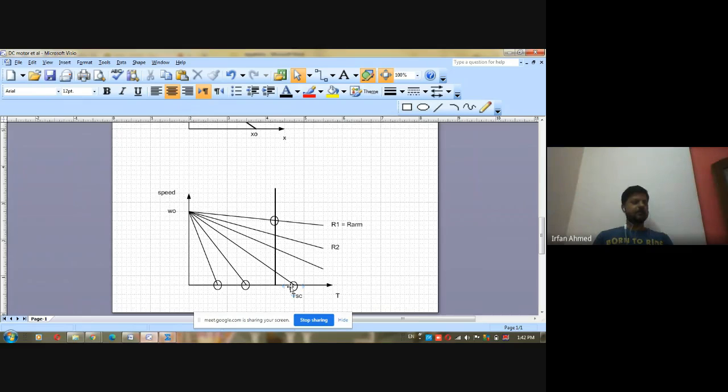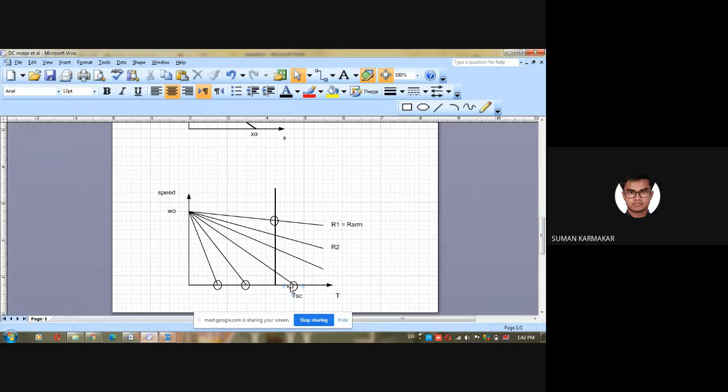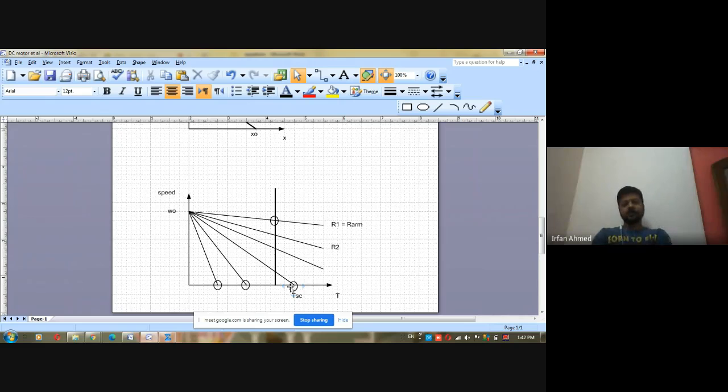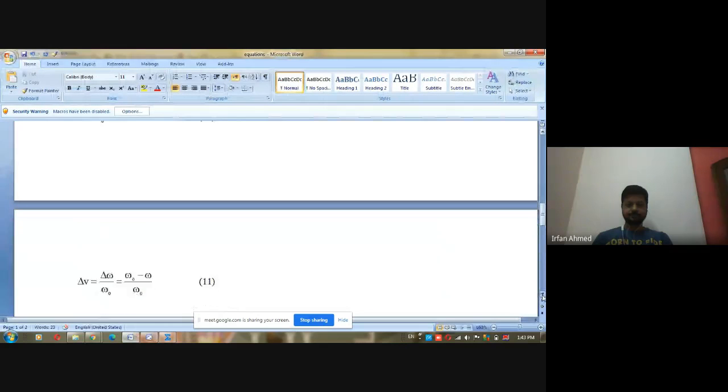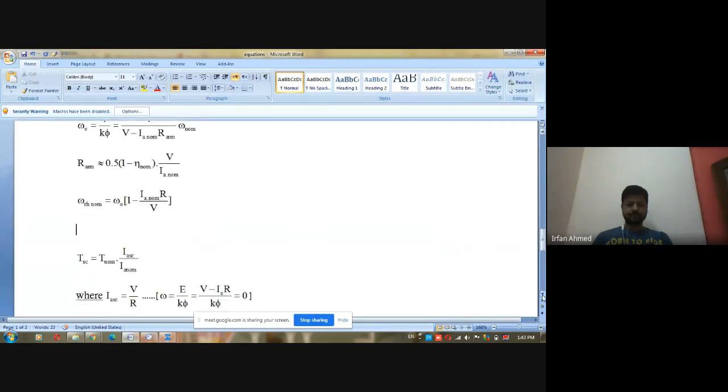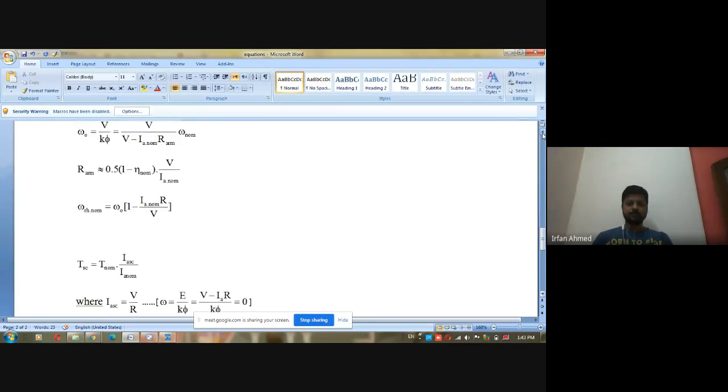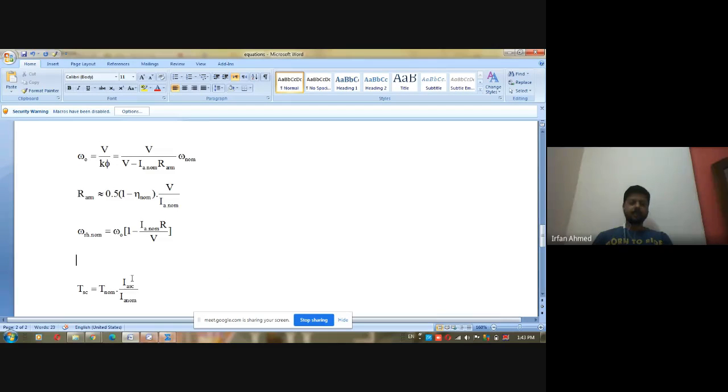Short circuit torque without going for the blocked rotor test. So Tsc should be equal to T nominal into Isc by I nominal. Correct. By making use of the fact that because the flux is constant, the torque is proportional to the armature current. That is why Tsc upon T nominal will be equal to Isc upon I nominal, or Tsc is equal to T nominal multiplied by the short circuit armature current divided by the rated armature current.